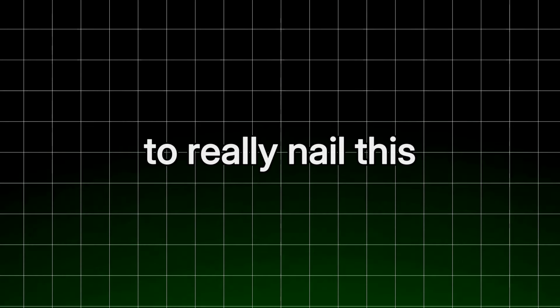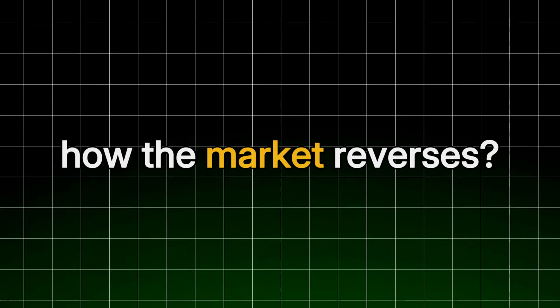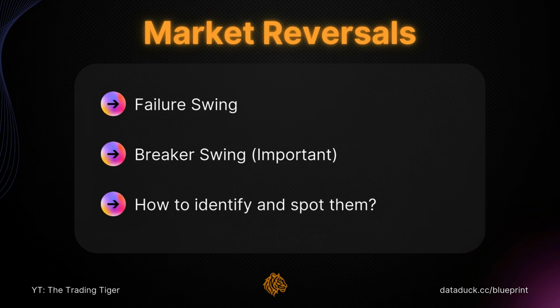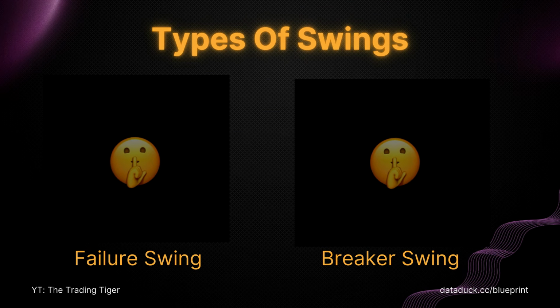To really nail this, you need to understand how the market reverses. And here's the thing, it only does so in 2 ways: breaker swings and failure swings. These are the market's signature moves, and once you recognize them, you'll start seeing opportunities where others see chaos.